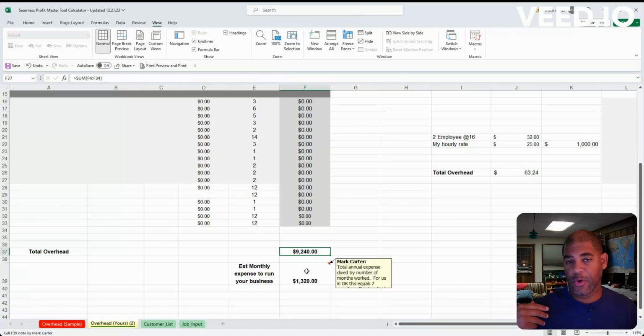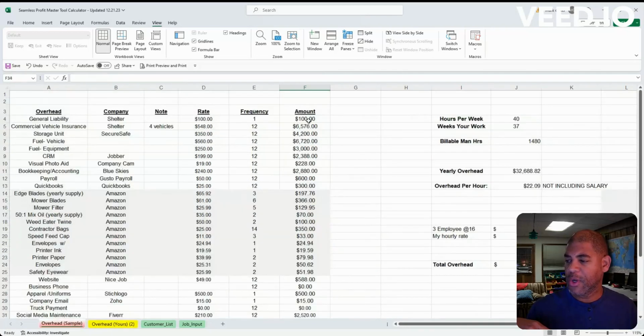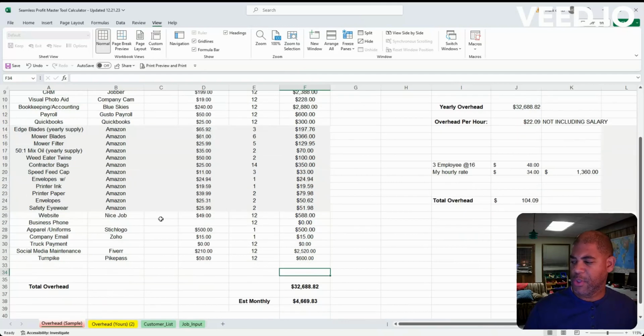If you're up in the North where maybe you only work 5 months out of the year doing your regular visits, then you would divide that by 5. Okay. Now, once you get this total big number here, I'll show you a sample over here. Once you add up all of your expenses, like we have our general liability, our commercial insurance, storage, fuel, equipment fuel. This is where I use our CRM. We use Jobber, different softwares that we use. We're going to come up with a big number like this, $32,000, and divided by the 7 months, we have about $4,600 in expenses. Okay, we'll come back to this in a second.